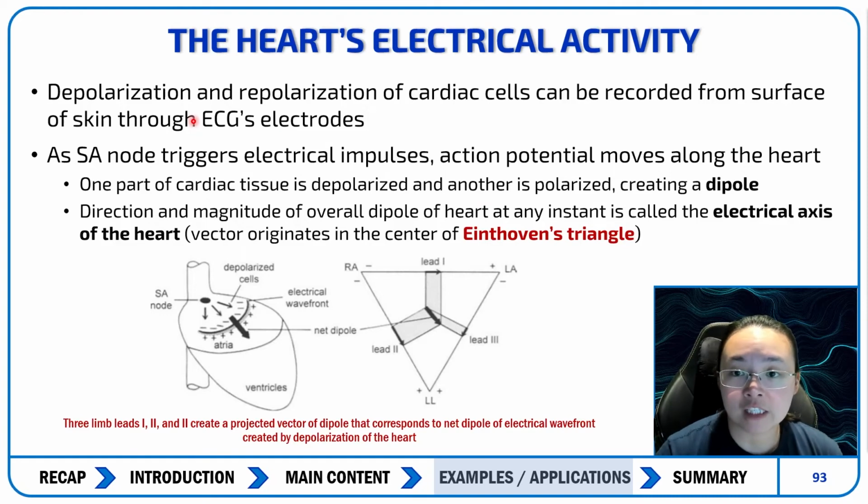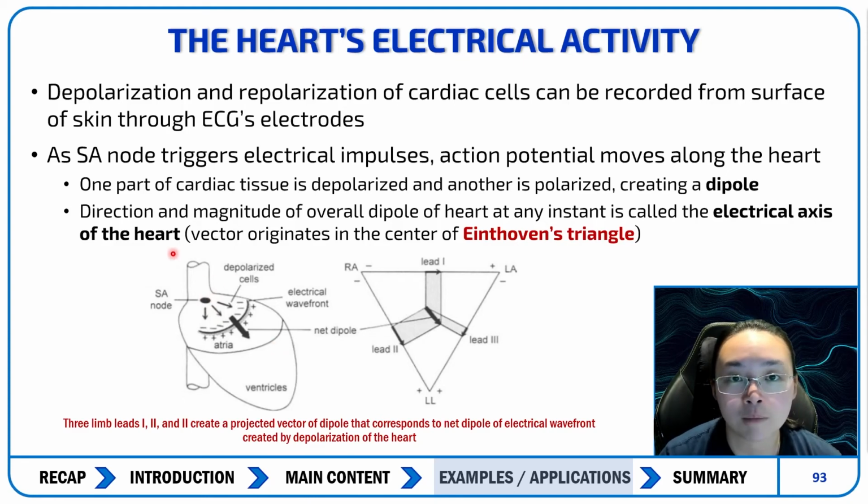Depolarization and repolarization of cardiac cells can be recorded from the surface of our skin through electrodes, just like we did with the EEG. So as the SA node triggers an electrical impulse, the action potential moves along the heart. One part of the cardiac tissue is depolarized, so I'm going to start here. This is the SA node, and we're going to follow the impulse down to the ventricles. So the cardiac tissue is depolarized, and another part is polarized, creating a dipole. So you have a negatively charged region and a positively charged region.